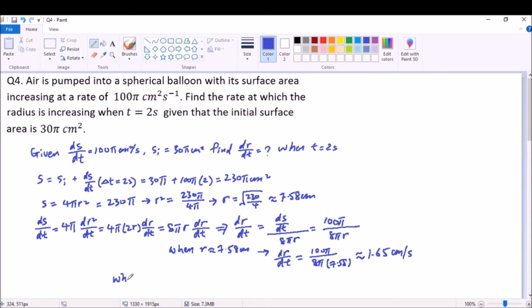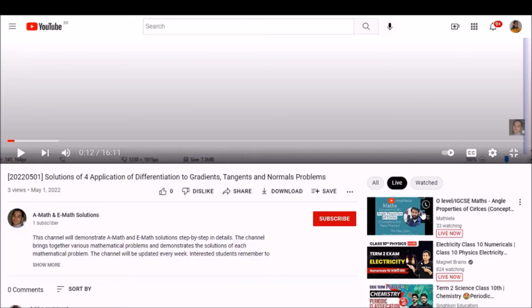So when t equals 2 seconds, the surface area becomes 230 pi cm squared, and the radius is now approximately 7.58 cm, and the rate of increase of radius dr over dt is approximately 1.65 cm per second.